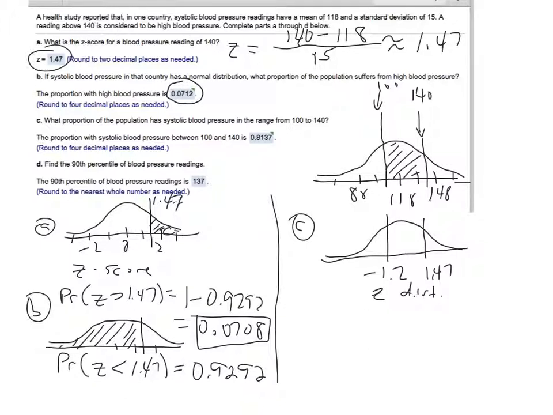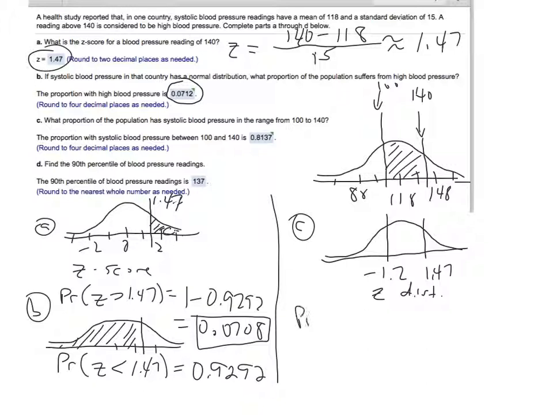Notice that we already have on here a picture and an area for how much area is below 1.47. So that would be everything from here down. I don't want to go all the way down, I want to stop here. So what I can do is take all the area from here down and then cut off the area from here down.